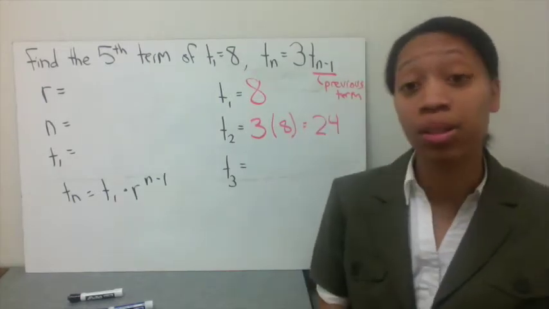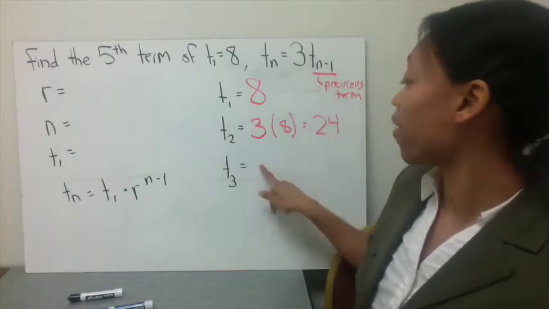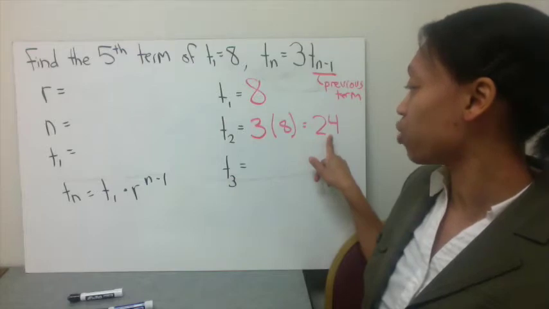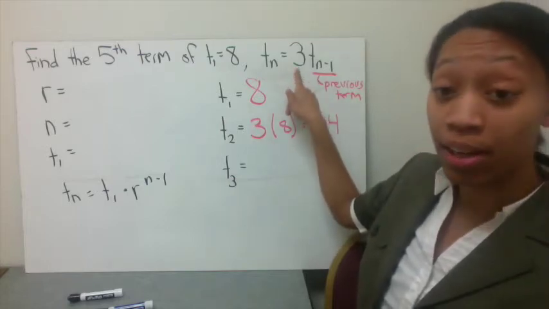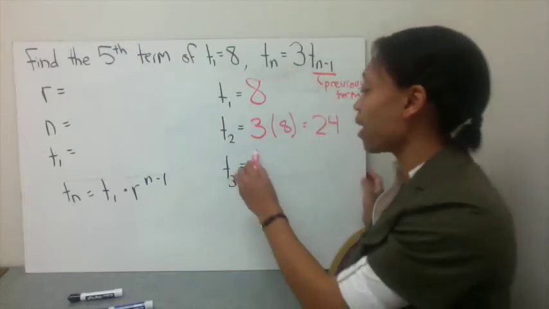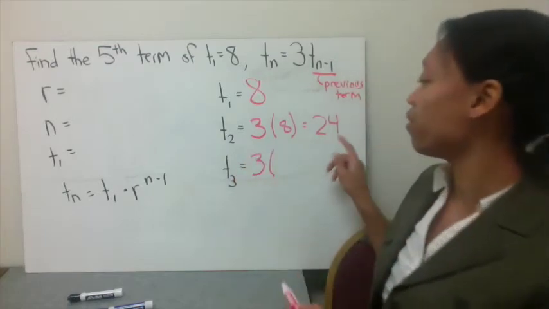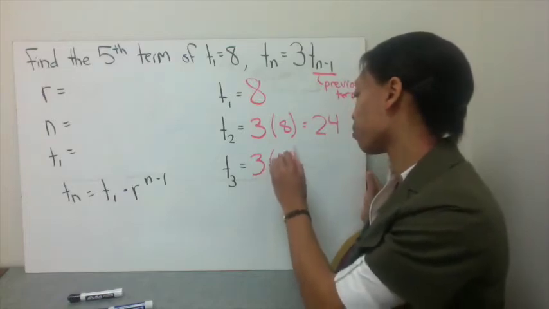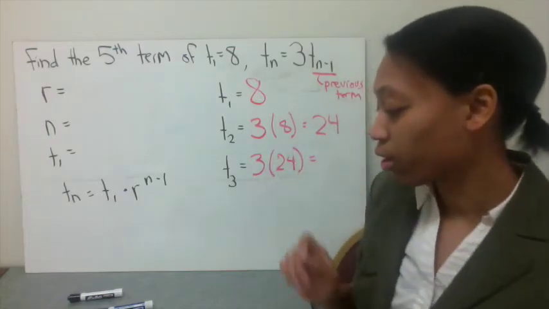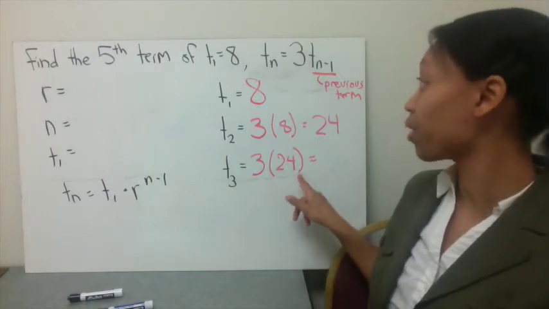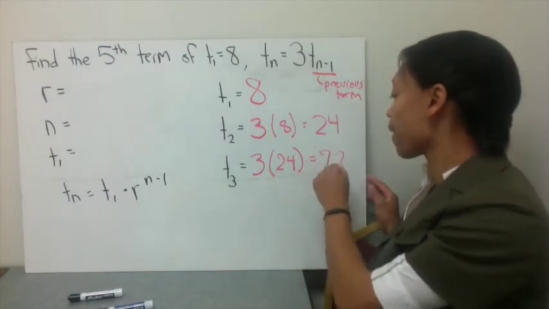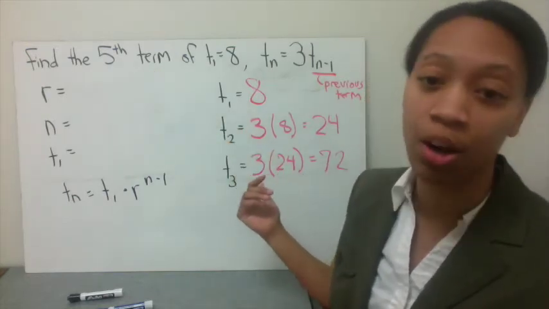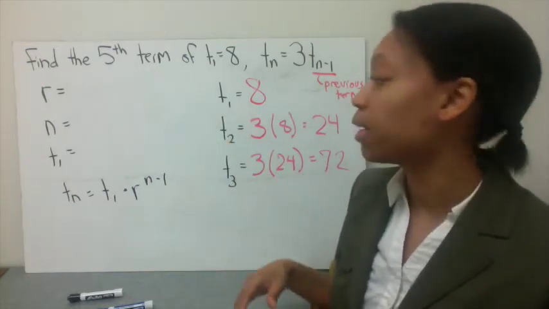Now to find the next term in the sequence, we take the rule, which was 3 times the previous term. So now we have 3 times the previous term, and the previous term is 24. And 3 times 24 gives us 72. Now, since I'm only asking for the fifth term in the sequence, you really could just keep going, right? Multiplying by 3 and coming up with the next term.